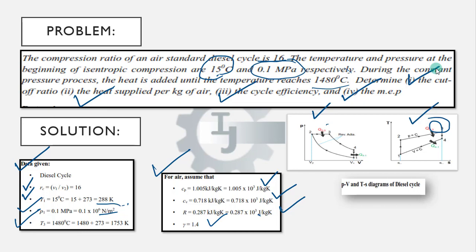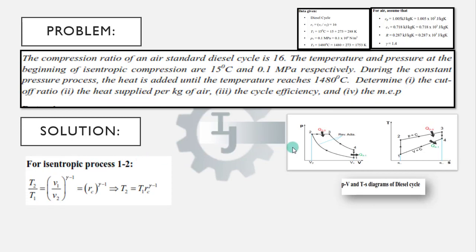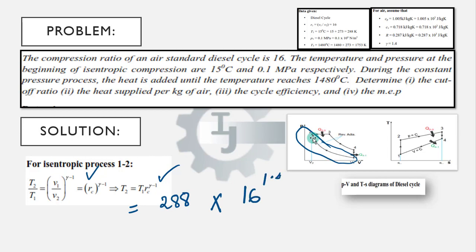So let's solve the problem. For the isentropic process 1 to 2, T2 by T1 equals V1 by V2 whole to the power gamma minus 1. We know V1 by V2 is RC, that is the compression ratio. So RC to the power gamma minus 1. Therefore, T2 equals T1 into RC to the power gamma minus 1. So here we can write the value of T1 as 288 into the value of RC, which is 16, to the power gamma, that is 1.4 minus 1.